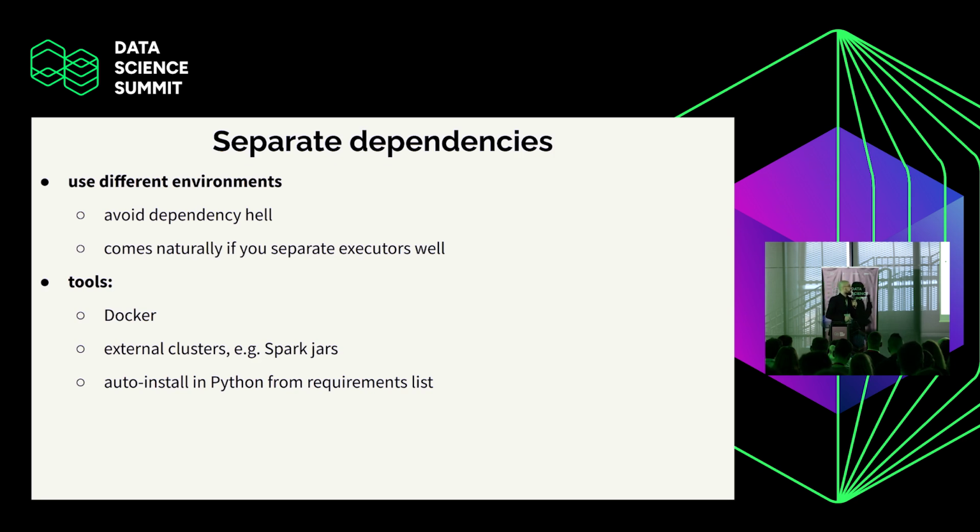You can use Docker, of course. You can use external clusters. When you use Spark, for example, this comes really naturally to separate your dependencies between Spark jobs. You can also auto-install in Python in some frameworks. You just make a requirements.txt, and you put this to your orchestrator, and it automatically installs those dependencies at runtime when it starts the tasks. So it's quite convenient in some frameworks. But you absolutely should separate your dependencies in some way.